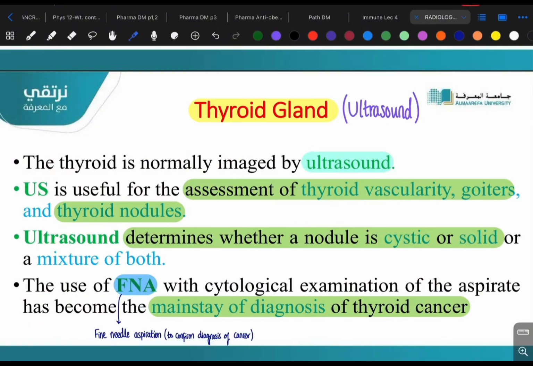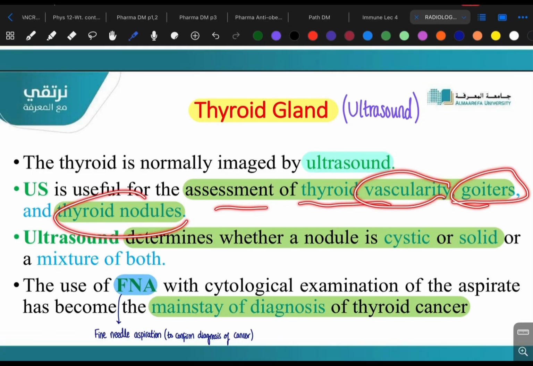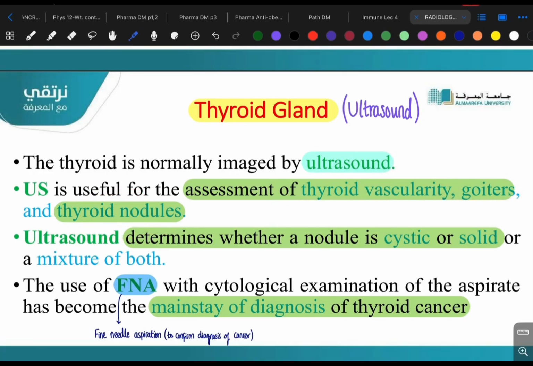So what is it used for? It's used for assessment of the thyroid vascularity, goiters, and thyroid nodules. Also, it determines whether the nodule is cystic or solid, or a mix of both. And why is this important? This is very important in the diagnosis of the patient, so the physician needs to know whether this nodule is cystic or solid, or a mix of both. Also, we can use FNA for confirmation of diagnosis of thyroid cancer. What's FNA? It's fine needle aspiration. So we use the FNA for the confirmation of the diagnosis of thyroid cancer.